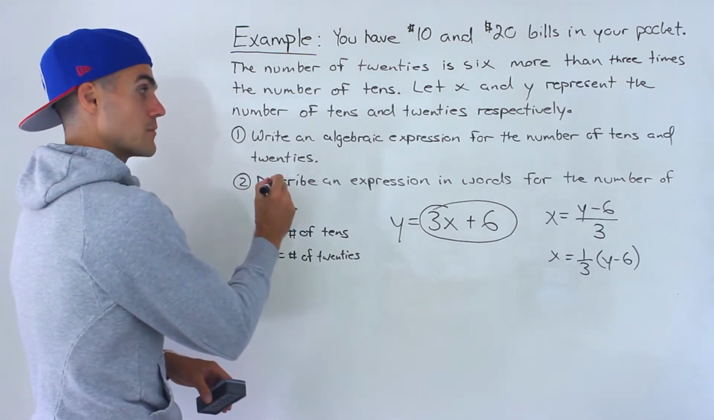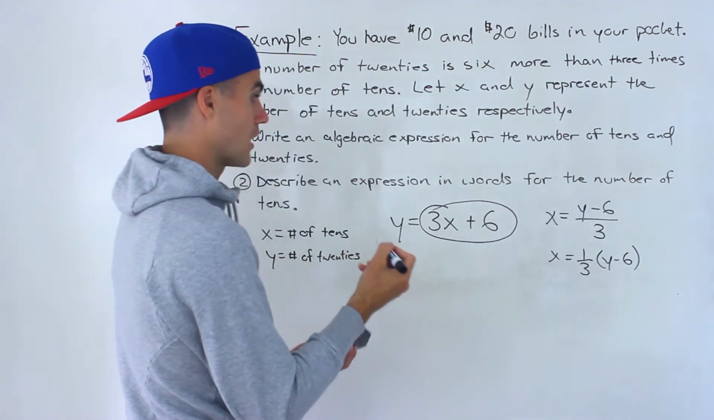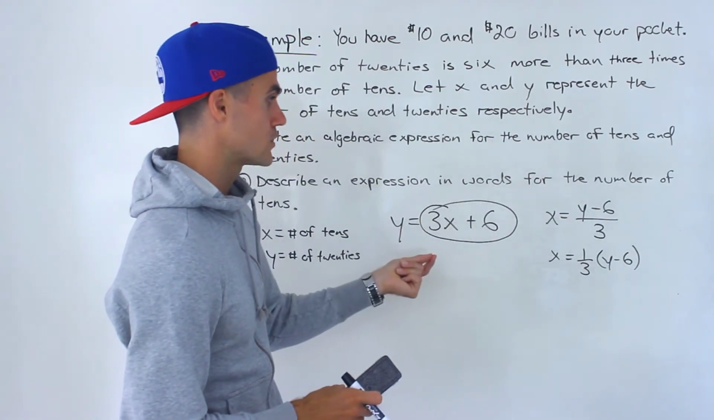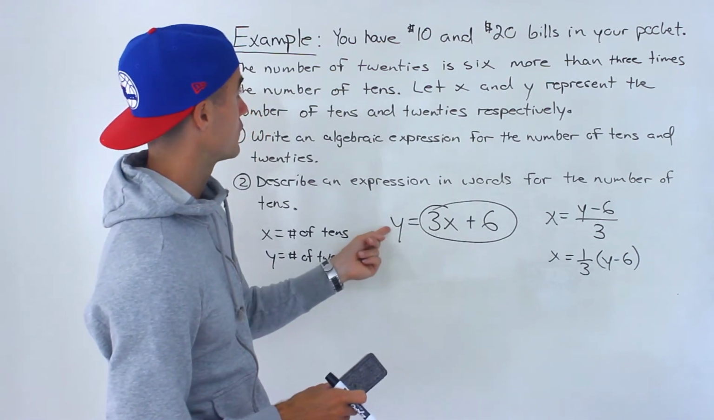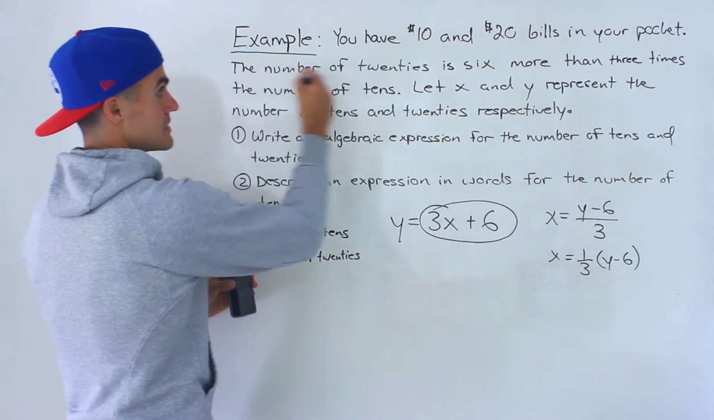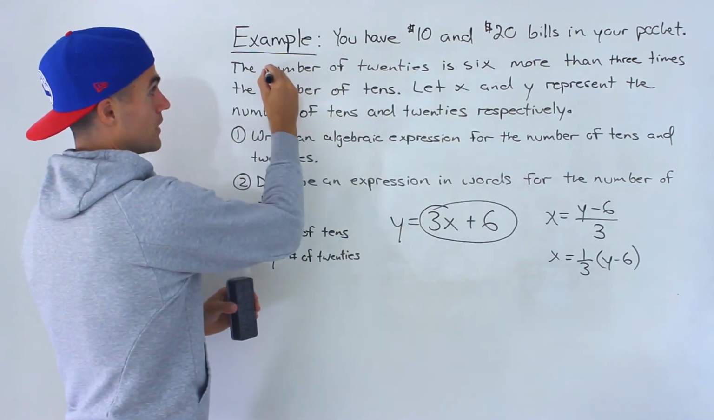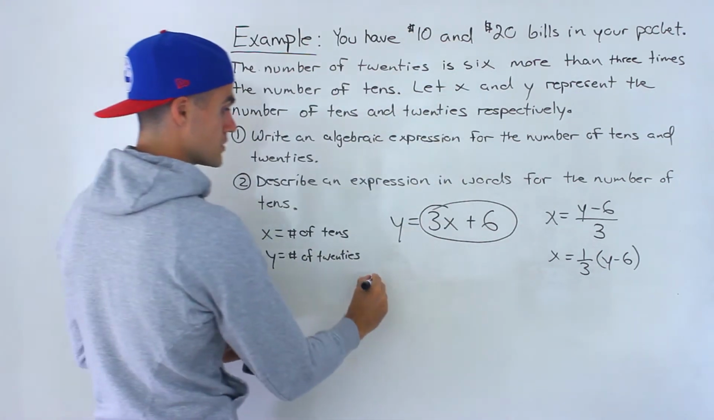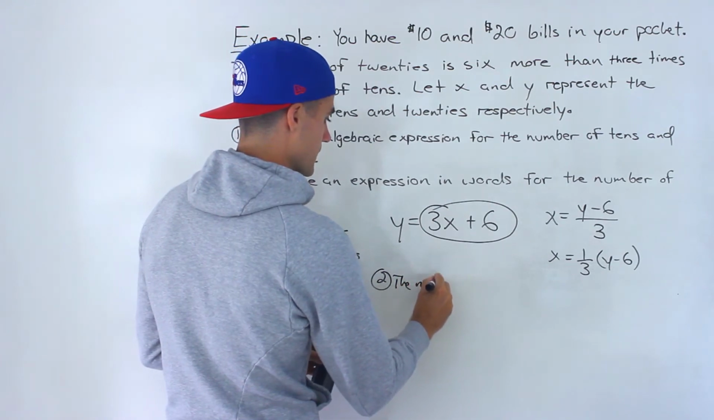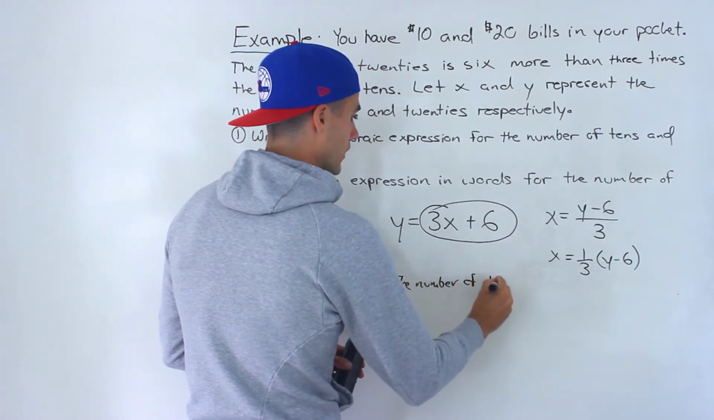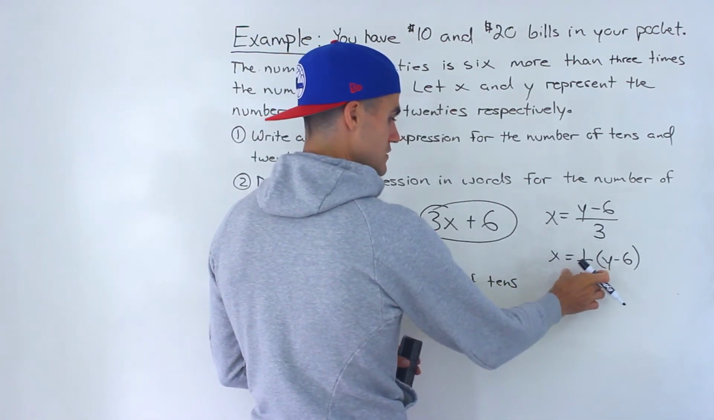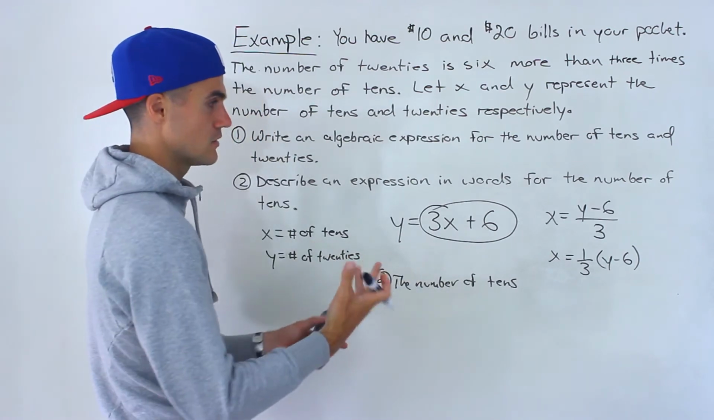And then number 2, describe an expression in words for the number of 10s. So what we're going to do is we're going to take this and convert it to words because we already have the words for the number of 20s. That's given in the question. But now they're asking us to sort of make like this sentence here, but starting with the number of 10s. So for number 2, we can use this. We could say the number of 10s. And the reason why I wanted to show this format here, because it's easier, I feel, to take this format and put in words, or it's nicer to, than this one.